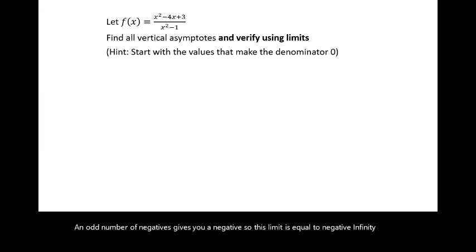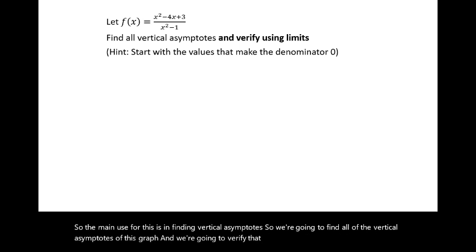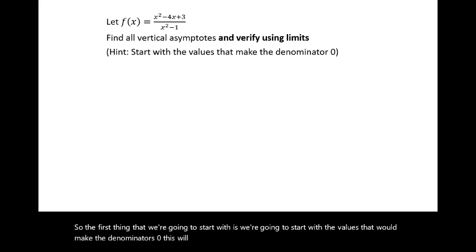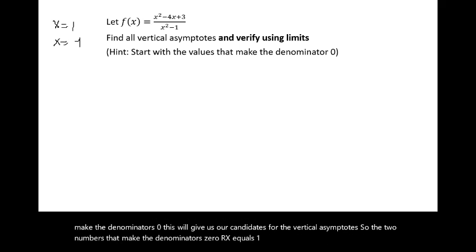So the main use for this is in finding vertical asymptotes. So we're going to find all of the vertical asymptotes of this graph, and we are going to verify that they are vertical asymptotes using limits. So the first thing that we're going to start with is the values that would make the denominator 0. This will give us our candidates for the vertical asymptotes. So the two numbers that make the denominator 0 are x equals 1 and x equals negative 1.